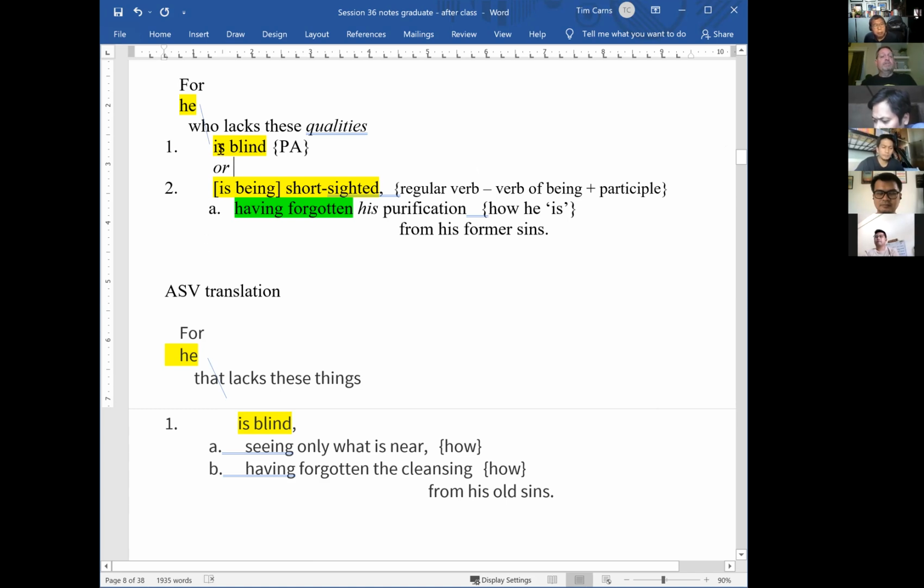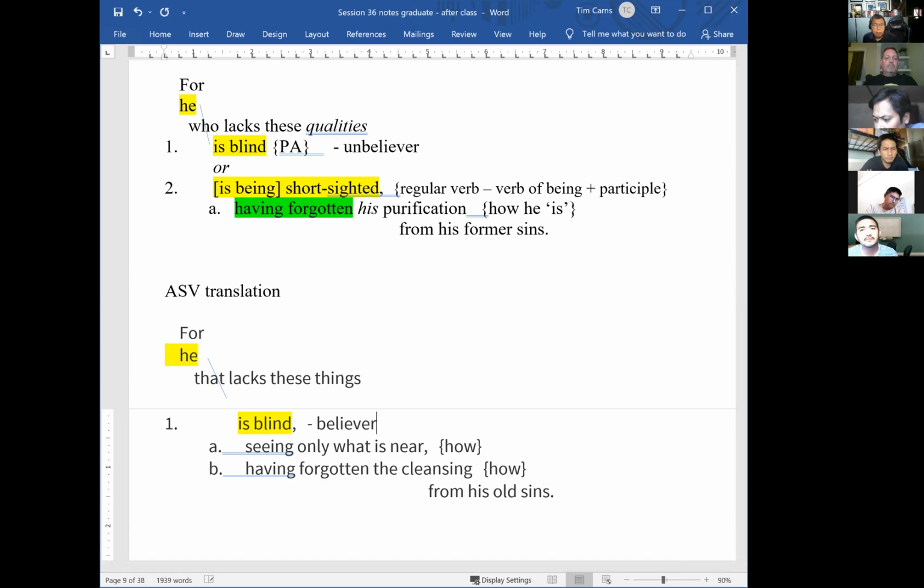If he is making that distinction, if he's saying this guy is blind, that's an unbeliever, and the short-sighted is a believer who's just acting like an unbeliever, who has forgotten. But if you go with the ESV translation, you don't have that option. It would have to be a believer. You wouldn't even have that, because he says seeing only what is near. But again, that would be a little more confusing. So that's a good observation.